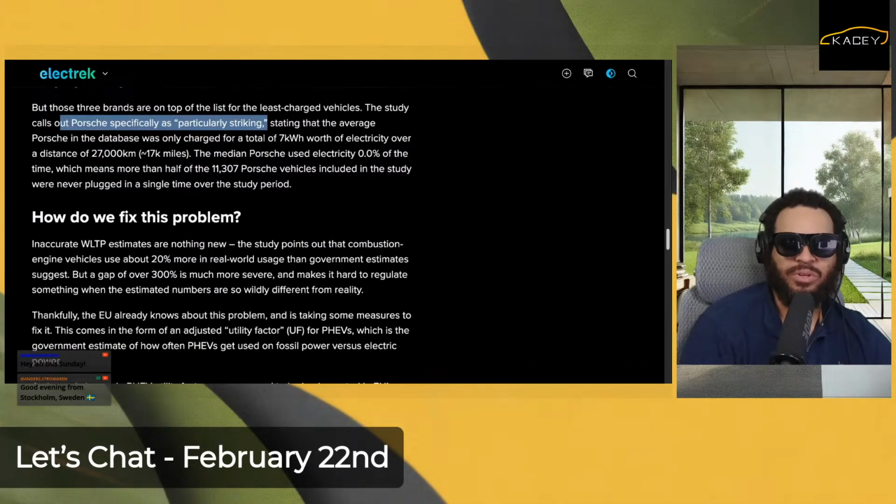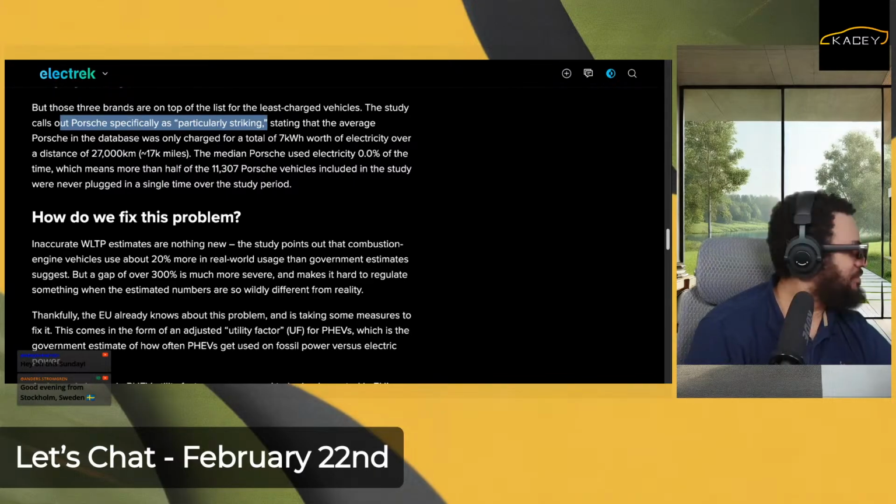So did these people only plug it in for like a maintenance cycle? I bet you what happened is while it was at the dealership, they plugged it in. Interesting.